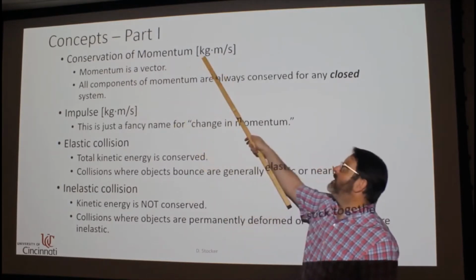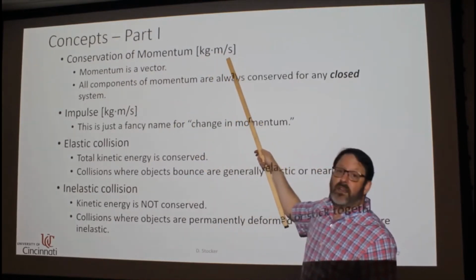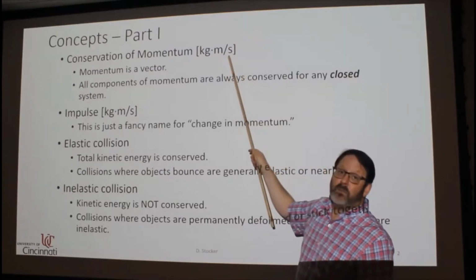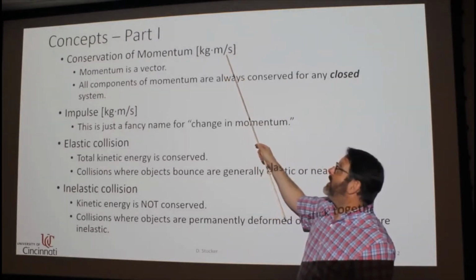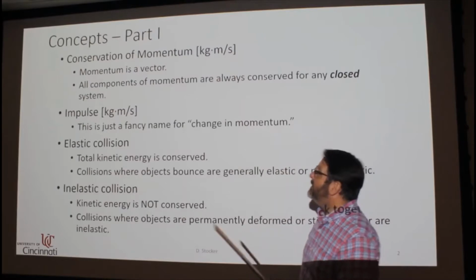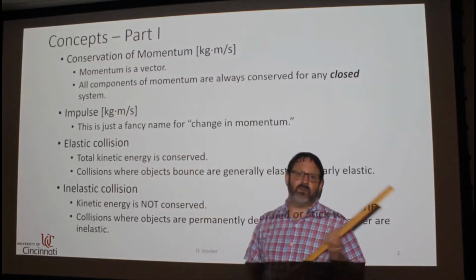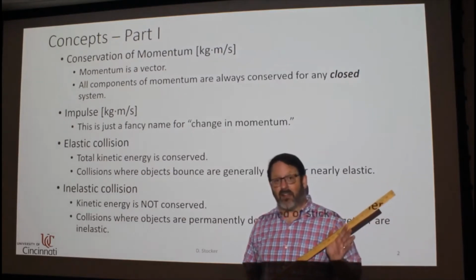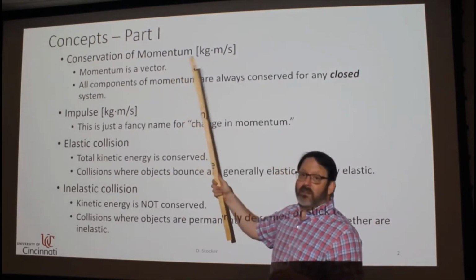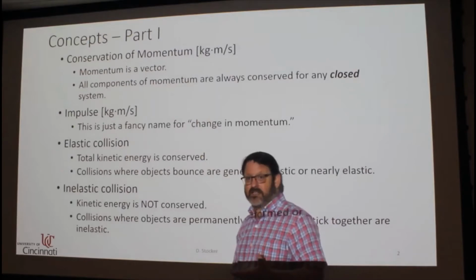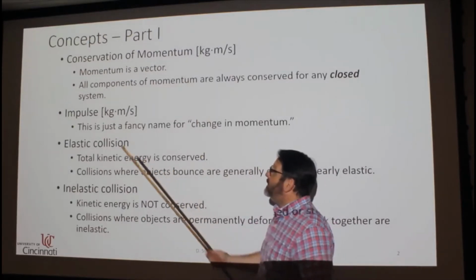Momentum has units of kilograms times meters per second. So meters per second, that's a speed or velocity. So velocity times a mass. Momentum is a vector, okay? Energy, we just did energy. Energy was a scalar. Momentum is a vector like acceleration, like velocity, like position and displacement.